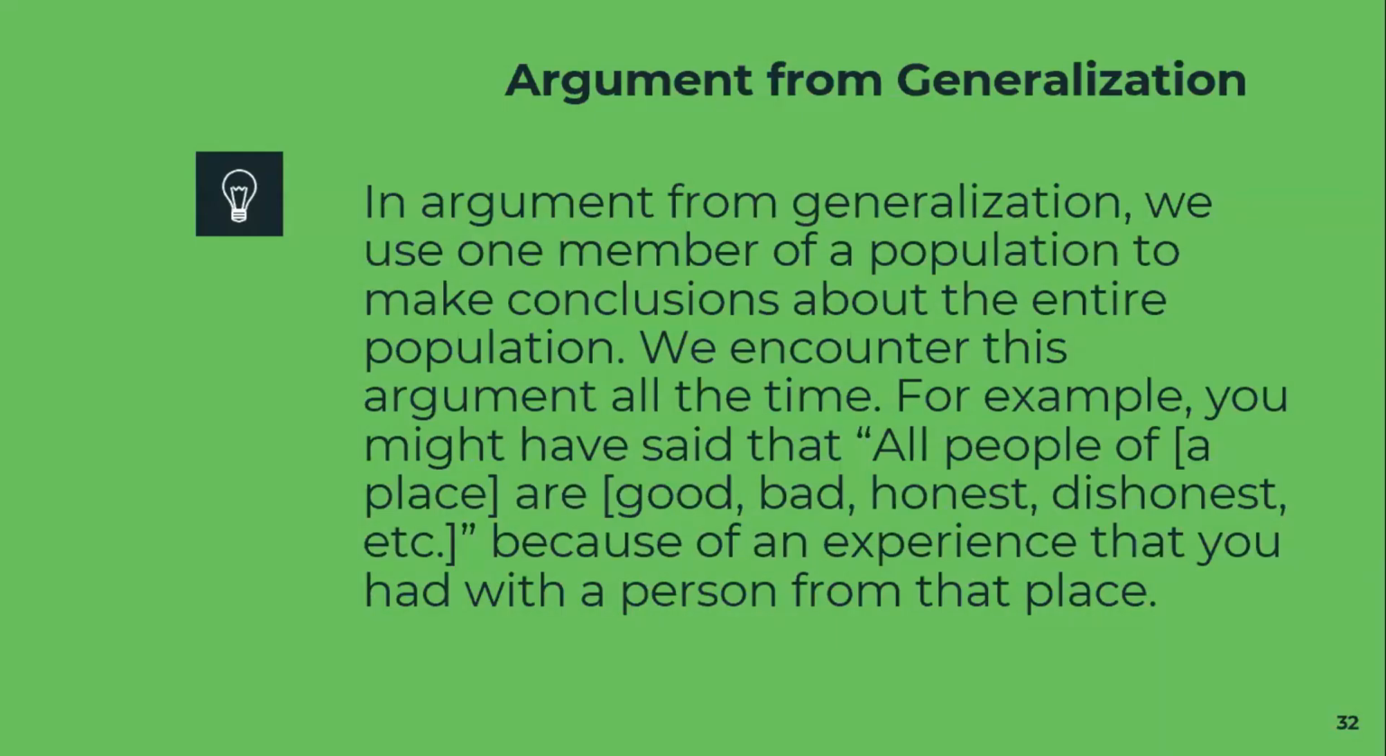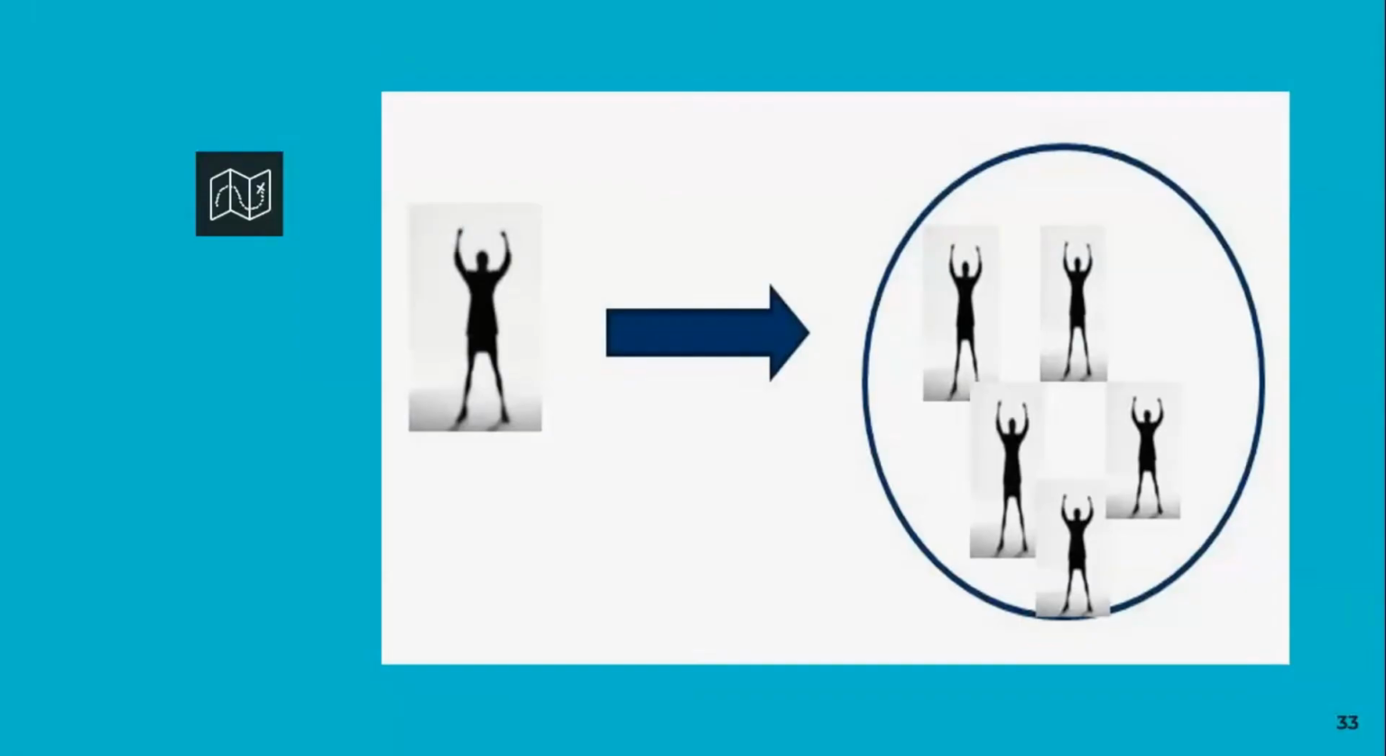The next is argument from generalization. In argument from generalization, we use one member of a population to make conclusions about the entire population. We encounter this argument all the time. So, argument from generalization refers to the idea that an entire population has the same qualities based on the characteristics or qualities of one member from that population. This type of argument will also result in stereotypes because you generalize the whole population when your data is only based on one person. So this is the visual representation of argument from generalization.